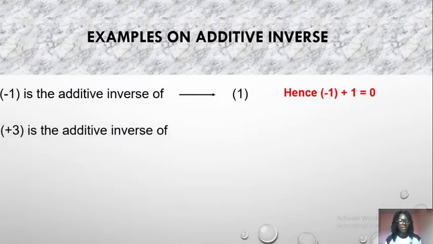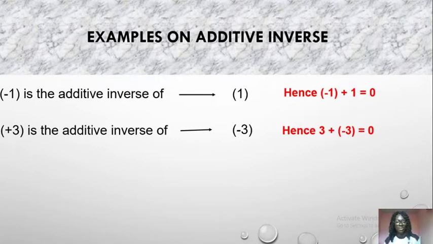Let's see more examples. 3 is the additive inverse of minus 3. So when you have 3 plus minus 3, you get 0. Their sum must give you 0. If you're not getting 0, you have to check yourself; you're making a mistake somewhere. Of course the two numbers have to be the same, just that one number has to be positive and the other number has to be negative.